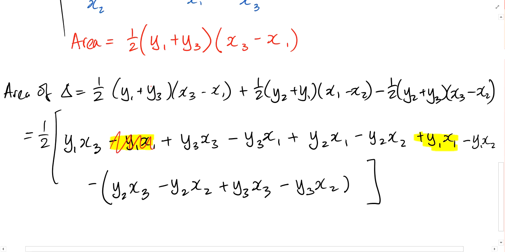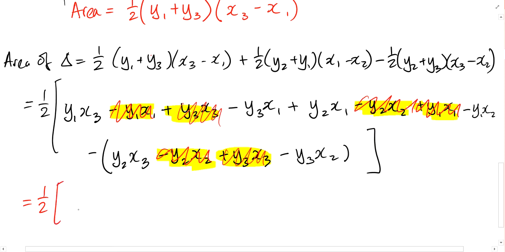Okay, cancel. Any more? y3 x3, this is positive, and where? Oh, this one. But this one is positive y3 x3. Oh, but there's a negative sign. Okay, yes, you are right. Can cancel. Oh yes, you saw the y2 x2 also. This is negative, then this is negative, negative, positive, right? So we can cancel. So what are we left with?